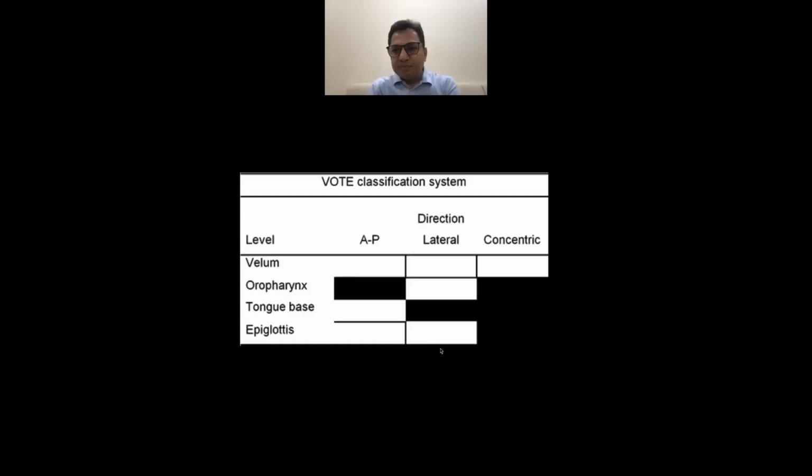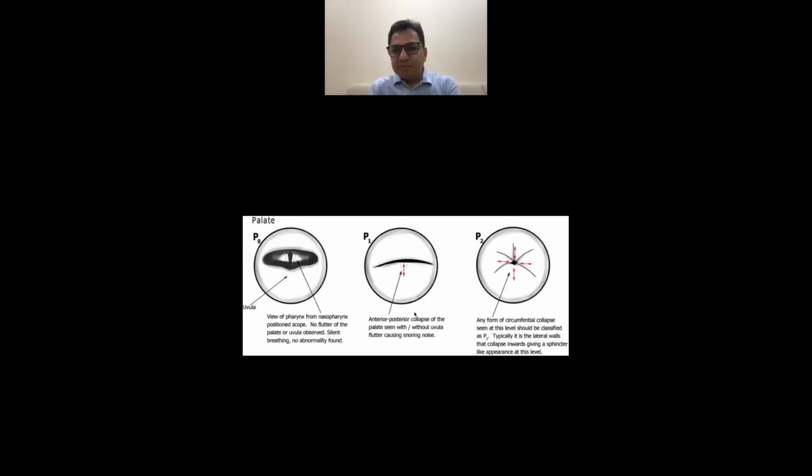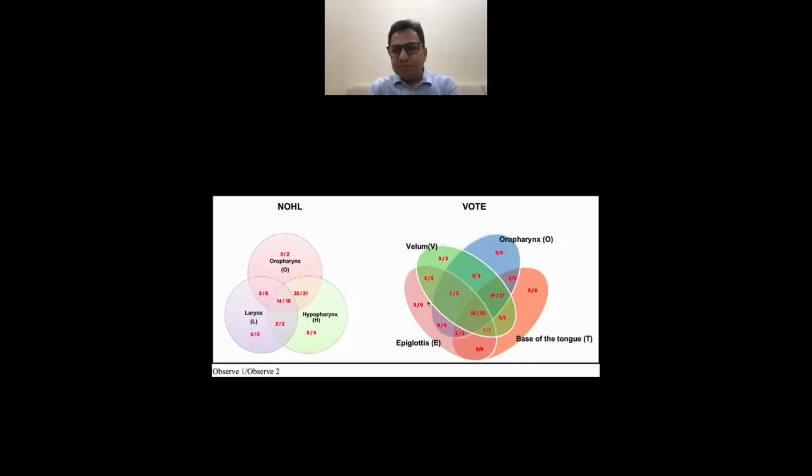There are many more classification systems. This was the original classification system, which is accepted by the world. Then the grade of the classification, 0, 1, 2, completely open, partially closed, and completely closed. Then there's a NOHL classification system from the Italian group, Claudio Vicini group, which is the nose, oropharynx, hypopharynx, and larynx. So again, I'll not go into detail of NOHL, VOTE. These are all classification systems which have their own merits and demerits.